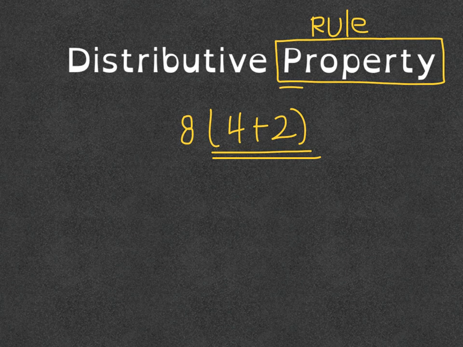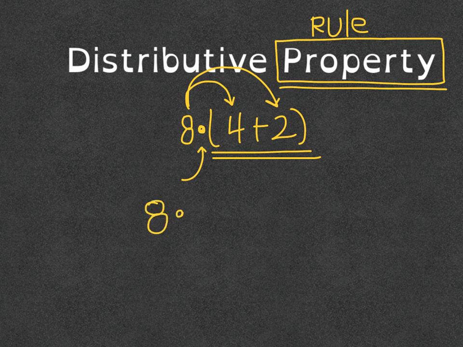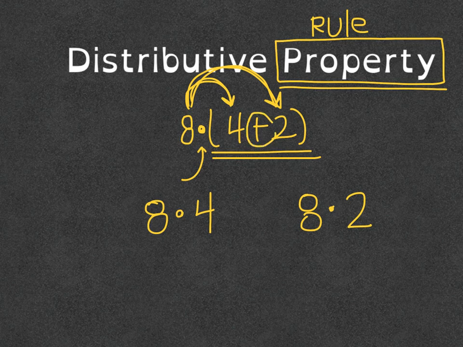However, when we're using the distributive property, I want to distribute the 8 to the 4 and to the 2. But what exactly am I doing? When there's nothing here in this blank spot, I know that I should multiply. So I'm going to write 8 times 4 because I distributed it to the 4, and I'm going to write 8 times 2 because I've distributed it out to the 2. Now I'm missing my plus sign, so I'm going to add those two together.